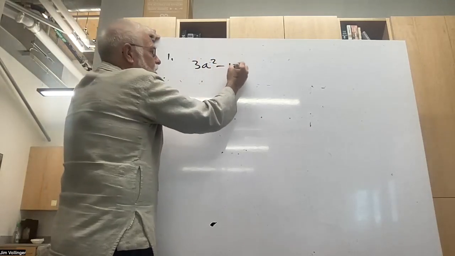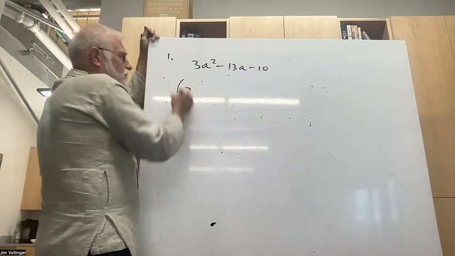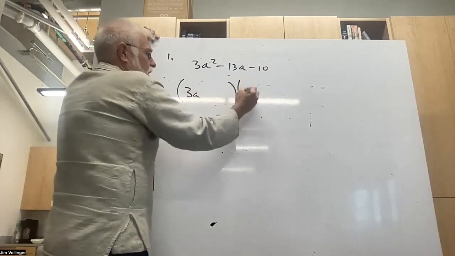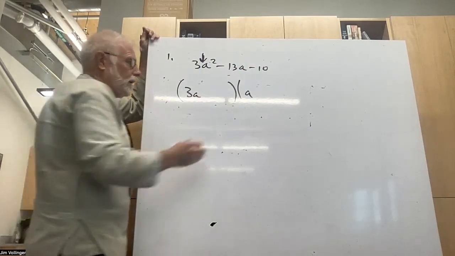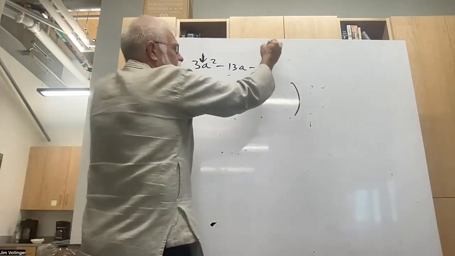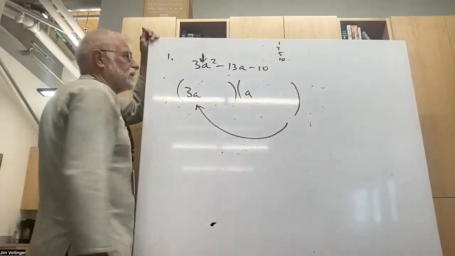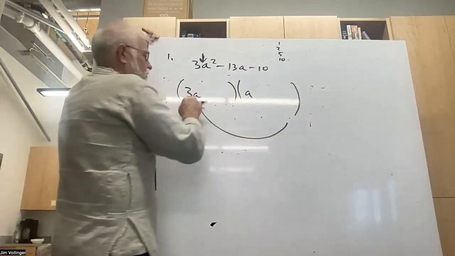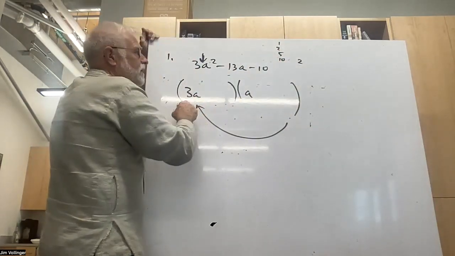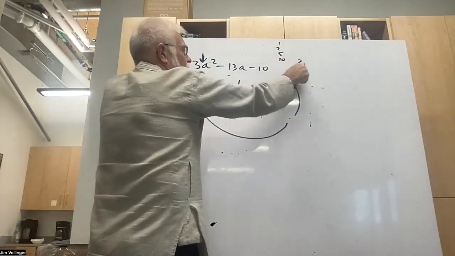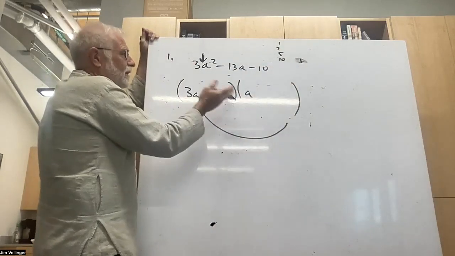minus 13a minus 10. Well, we talked about 3a and a. Boom, we got that one down. And then, because the factors of 10, 1, 2, 5, 10 could get tripled when they're in that slot, I don't think I want to do 10 times 3. No, but maybe I want to do 2 times 3 is 6. I should have said a 1, right? I could do 3 and 10.